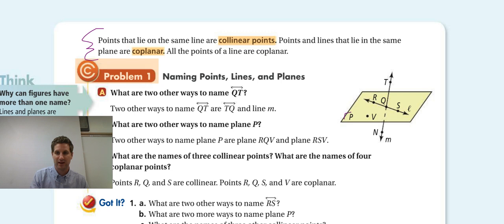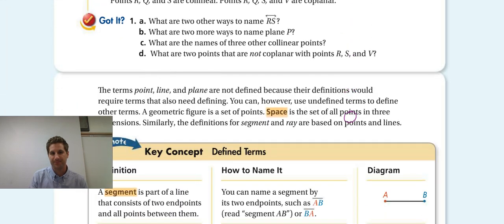We could call that plane also P right down there in the corner. Notice T and N down there are not on the plane. They're almost like they're shooting through the plane, but they are not on the plane, so they are not coplanar to the other ones. Again, we're going to get a lot of practice with this vocab, but these are crucial words that we're going to be using most of our lessons. So here we go. Moving on.